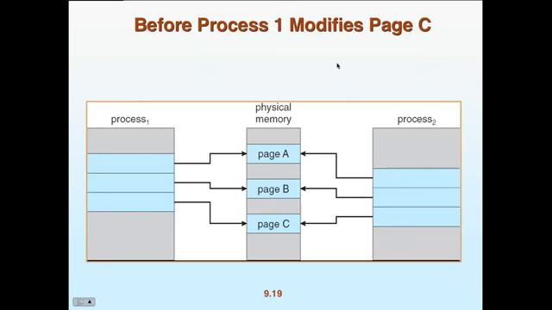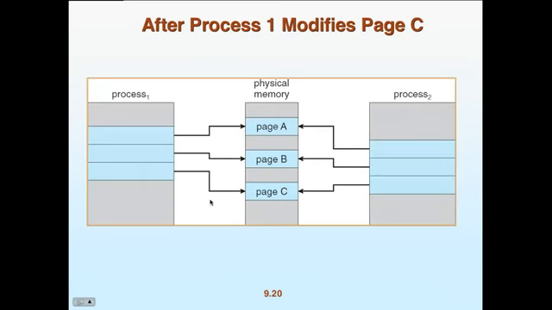Here's the before, process 1 modifies page C. We've got process 1 over here, process 2 over here. We have two processes sharing. Unless something is written, we don't have to worry about writing it. So we have page A, B, and C in physical memory, both for process 1 and process 2. Let's say process 2 is a child of process 1. And after process 1 modifies page C, it should be writing page C.